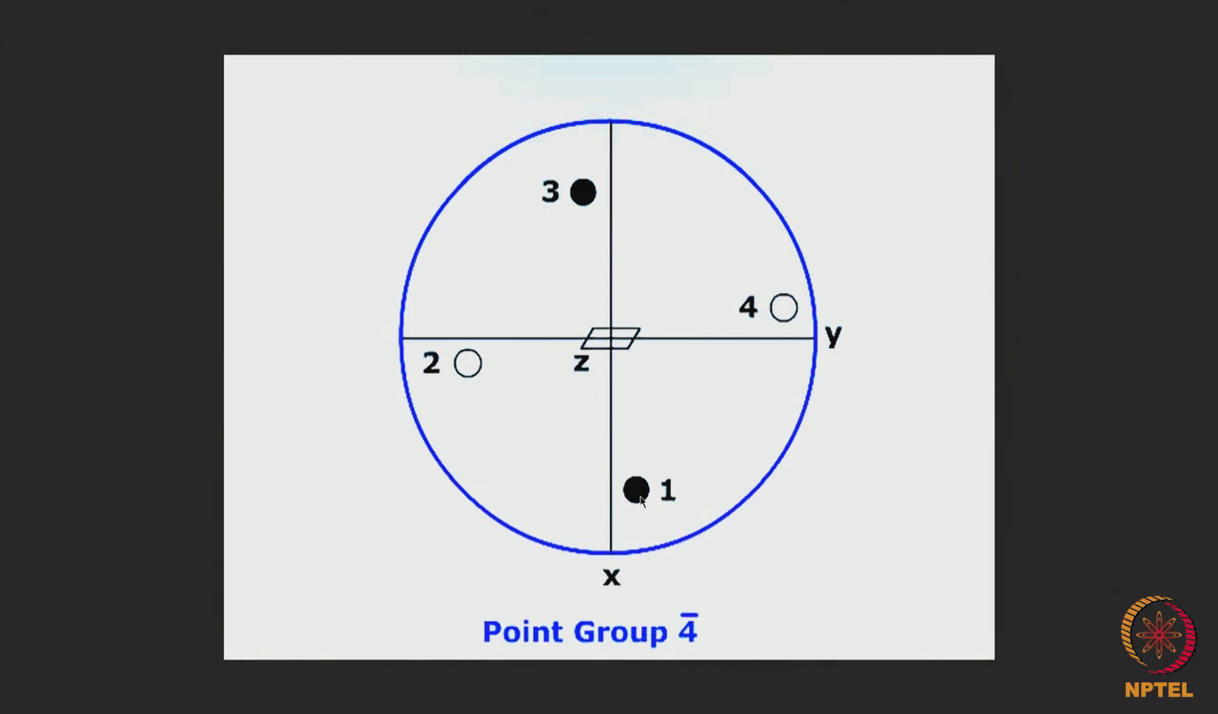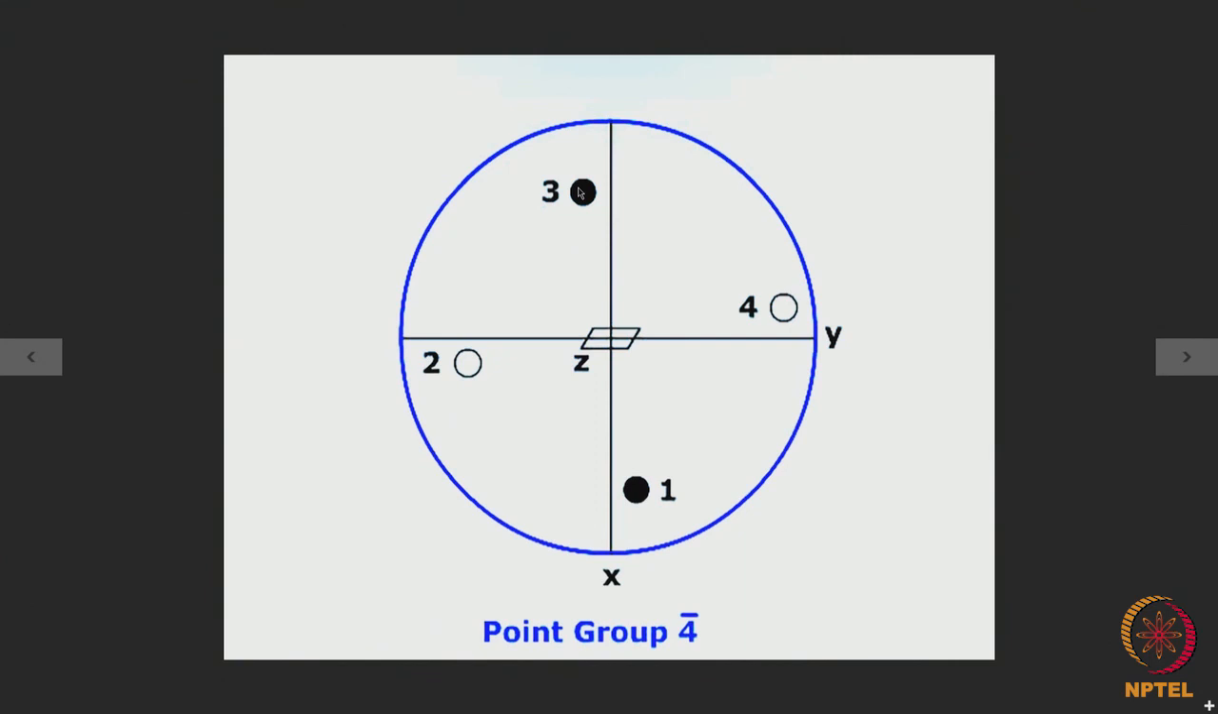So let us see, if we had a point 1 here, and if it were a simple fourfold rotor, then 1 would have produced 2, would have produced 3, would have produced 4, all at the same level. But because it's a fourfold rotoinverter, it rotates and then inverts. So 1 should have gone there as a closed circle, but then it gets inverted to a different level, it becomes an open circle. And then the next rotation, it should come over here as an open circle, but then gets inverted, so it goes to the other level, represented by a closed circle.